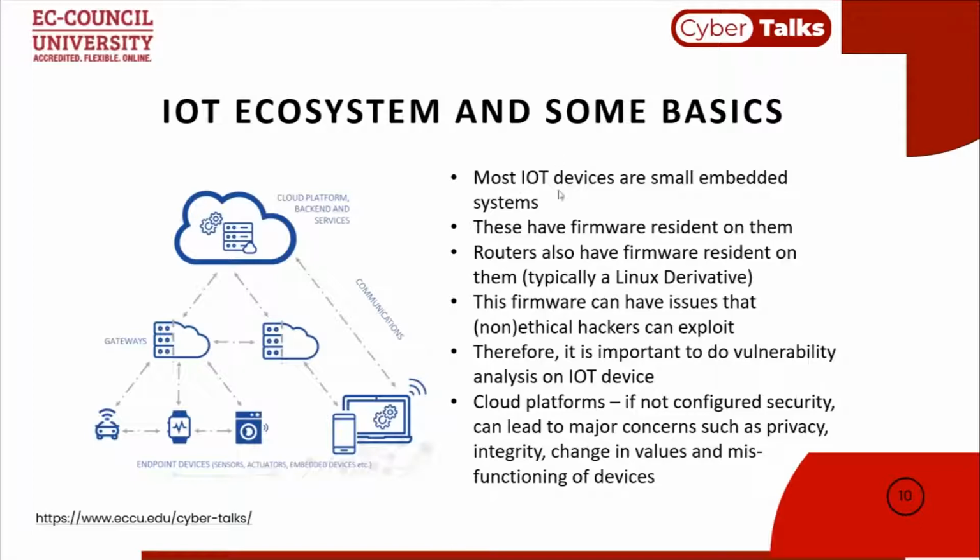Just to summarize, these IoT devices are very small embedded systems at the bottom. They have firmware. Then routers are nothing but the gateways. They have firmware, typically Linux. So if they have some vulnerabilities, people can hack them. Therefore, it is important to do vulnerability analysis on IoT devices. But how do you do that is a question. We will cover that later on. And then what I described is the cloud platform. If the cloud platform is not configured correctly, that could also give you a lot of issues.